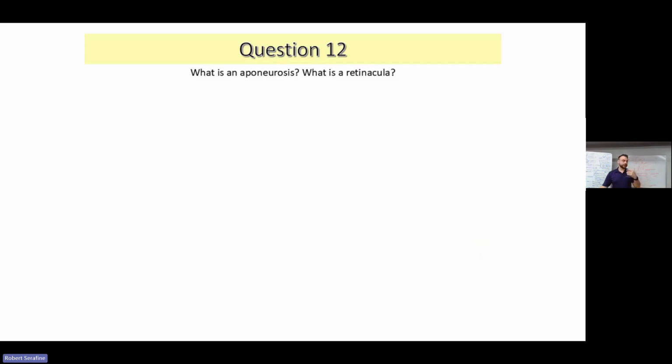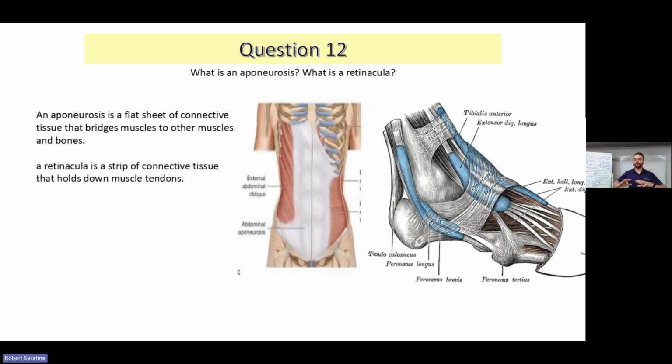Now, in regards to these tendons and these connective tissues, we do have a few words we can throw out in regards to specificities of different types of tendons. So we have here what's called an aponeurosis and a retinaculum or retinacula. An aponeurosis literally means a broad, flat sheet of connective tissue that is typically responsible for being the meeting point between various muscles and bone.